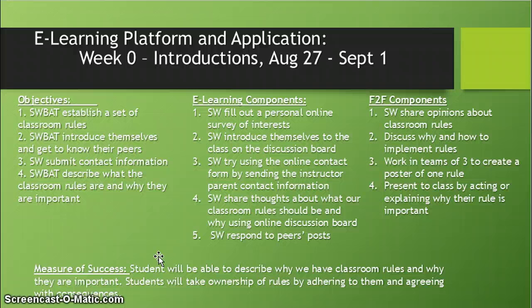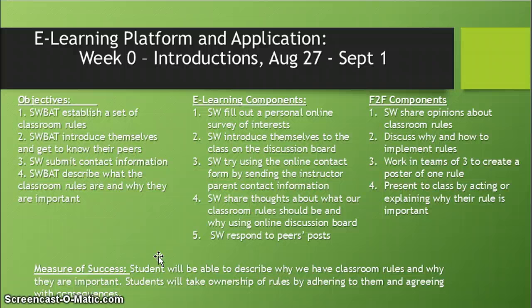The e-learning components specifically will be to fill out a personal survey online, introduce themselves on the discussion board, try using the online contact form by sending me their parents' contact information, share their thoughts about the classroom rules in our discussion online, and respond to their peers' posts.